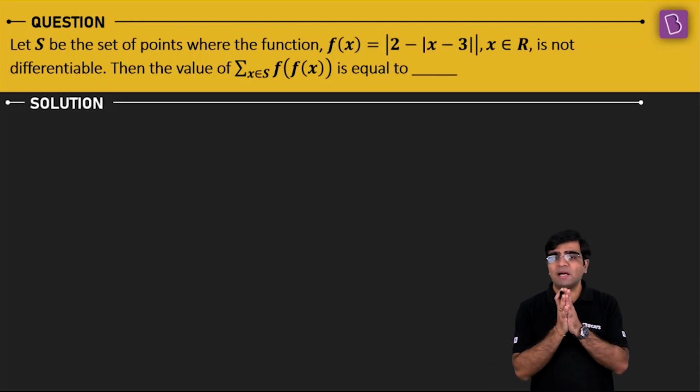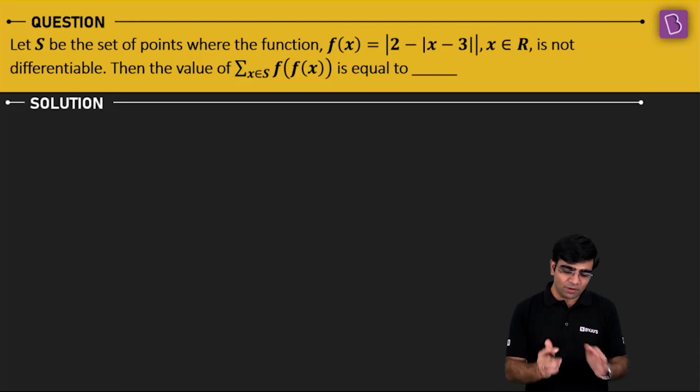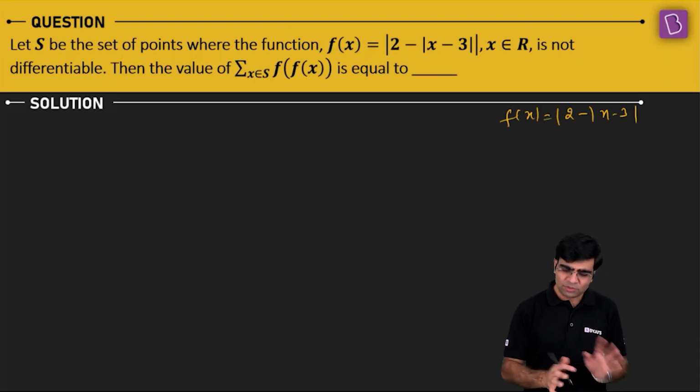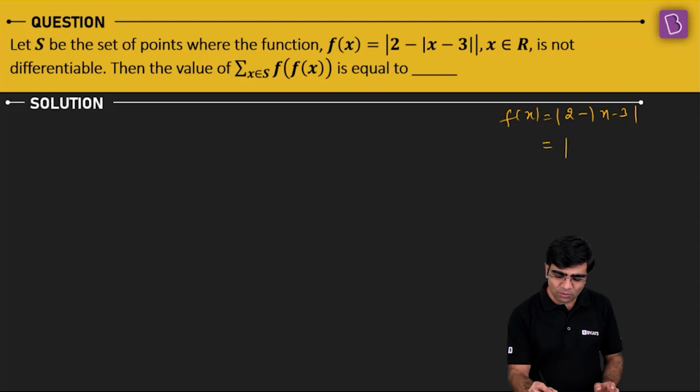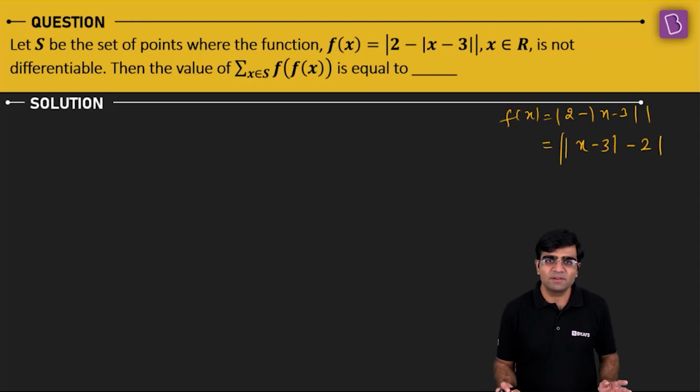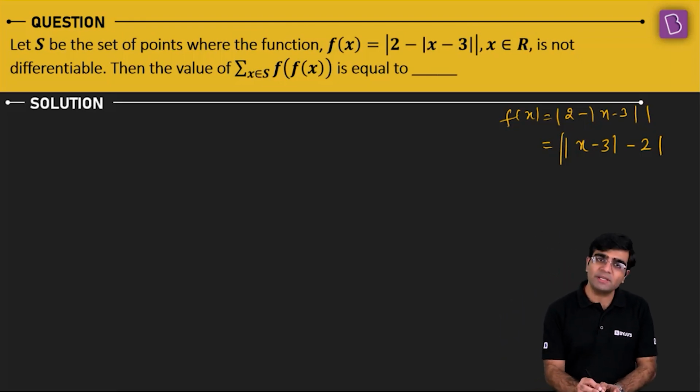To begin with, I have to first of all deal with the graph of f(x) is equal to mod of 2 minus mod of x minus 3. So just for my understanding's sake, I'm also writing it as mod of mod x minus 3 minus 2. See, if I take a minus sign common out of the mod, it doesn't make any difference. Now, understand why am I doing this? I'll be actually plotting this graph for you.